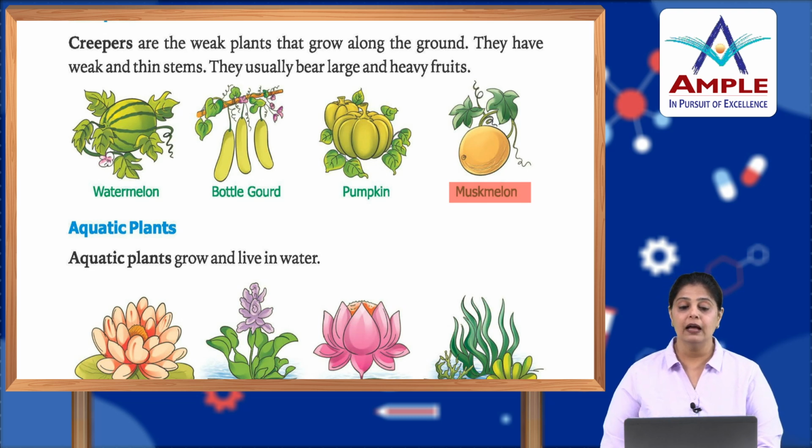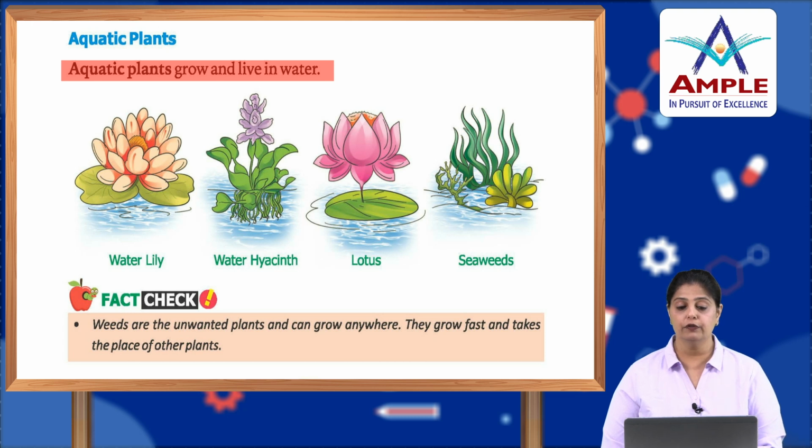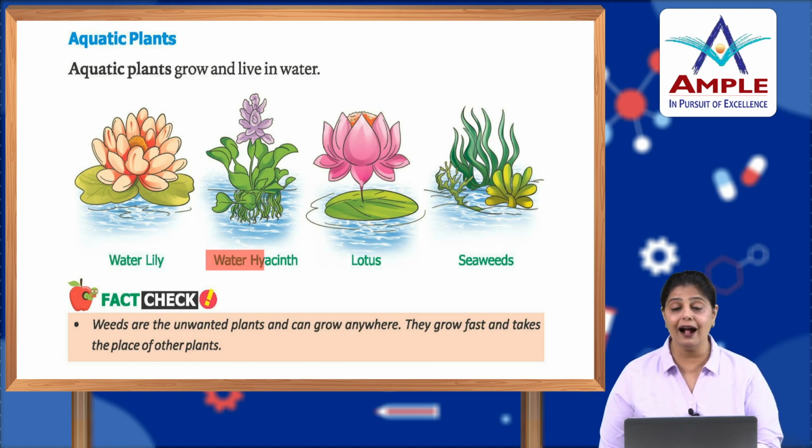Now let's talk about aquatic plants. Aquatic plants grow and live in water. They are water plants. For example, water lily, water hyacinth, lotus, and seaweeds. They are all aquatic plants. They grow in water.